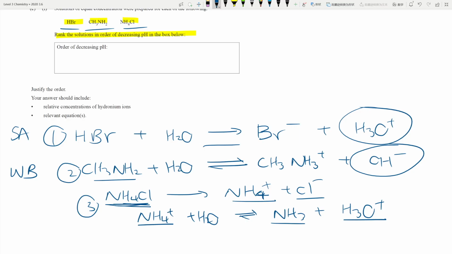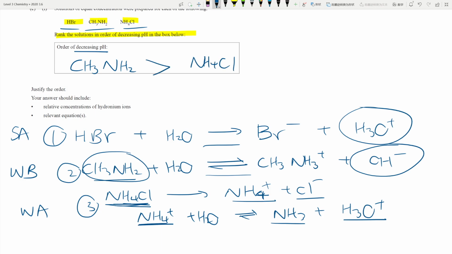So just, any amines, they're weak bases. You did that in level 2 organics, so I shouldn't need to spend too much time explaining why this is a weak base here. Now NH4 plus turning into that, so this is a weak acid. So ranking by decreasing pH, the highest pH is CH3NH2. The next one is going to be NH4Cl. The next one is going to be HBr.